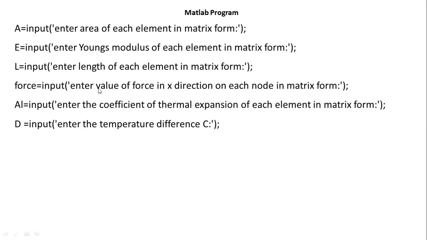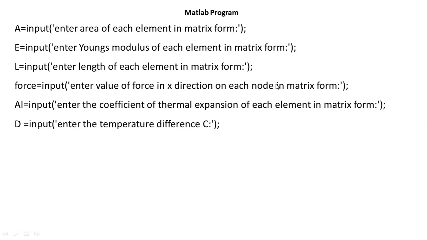Force: enter the value of force in the x direction on each node in matrix form. Generally, the right-side direction is taken as positive and the left as negative. So 400 kilonewton means 400 into 10 raised to power 3 Newton, applied on node 2 towards the right side direction. So we consider that positive.